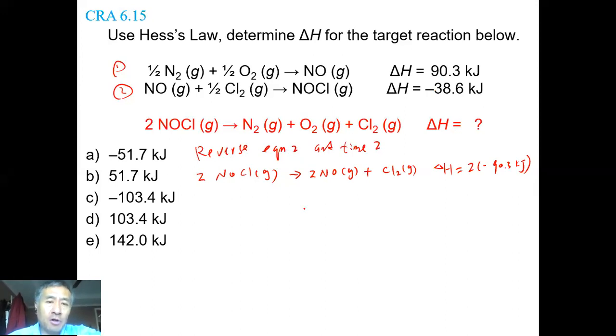All right, so that possibly will give us the right answer, because now we have two NOCl on the left, and we have two NOCl on the left that we need. So what do we do for equation one? We also need to reverse equation one. Why is that?